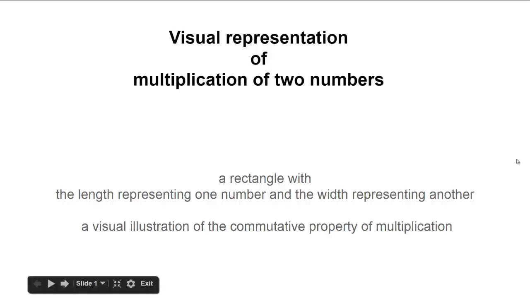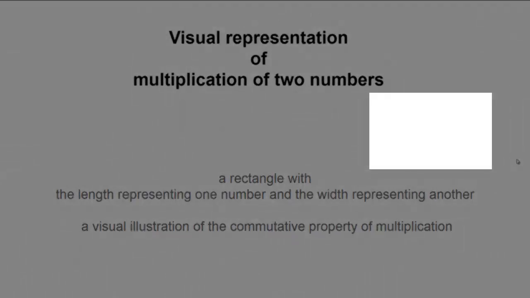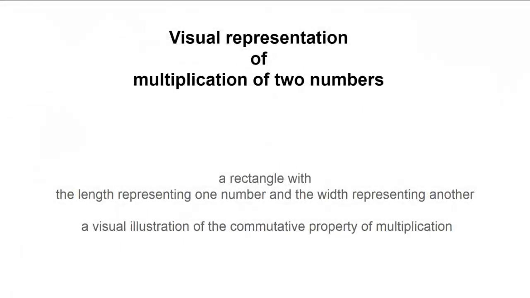In this lesson, we try to understand the visual representation of multiplication of two numbers as a rectangle. The visual of a multiplication of two numbers would be a rectangle with the length of the rectangle representing one number and the width representing the other number in the multiplication. This also is a visual illustration of the commutative property of multiplication.